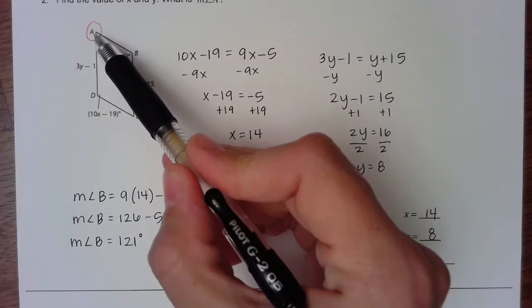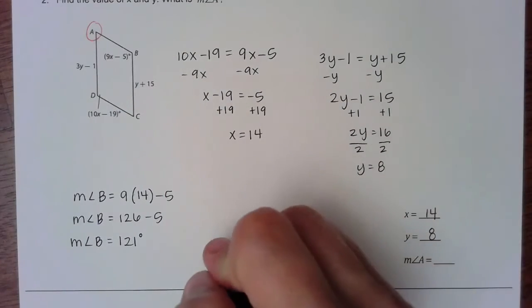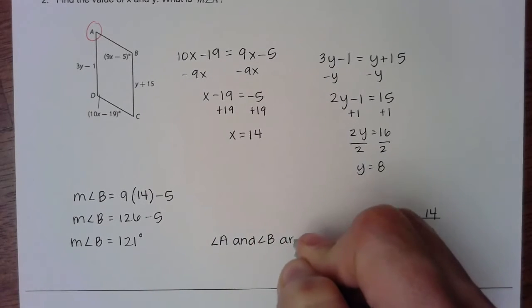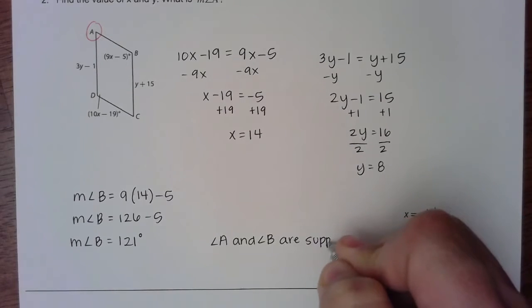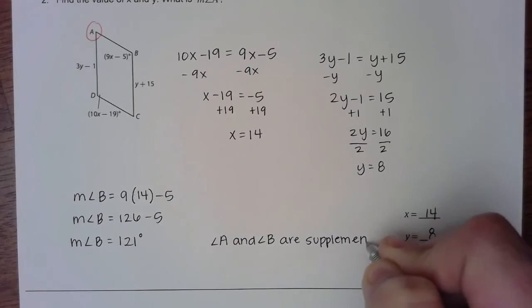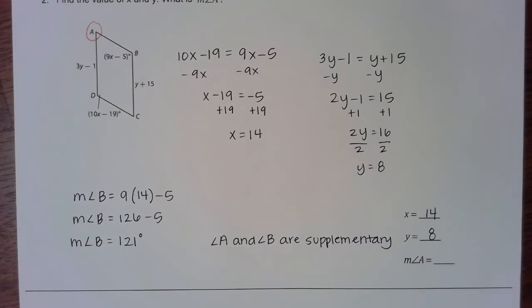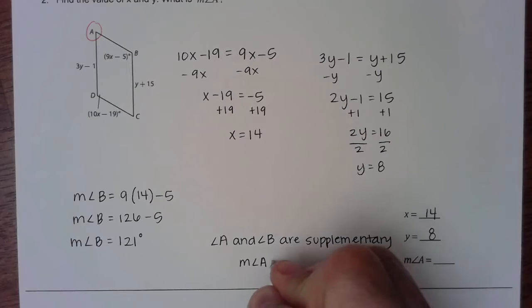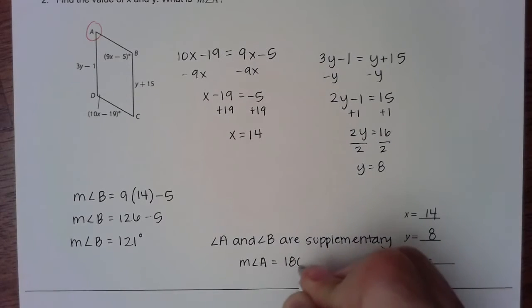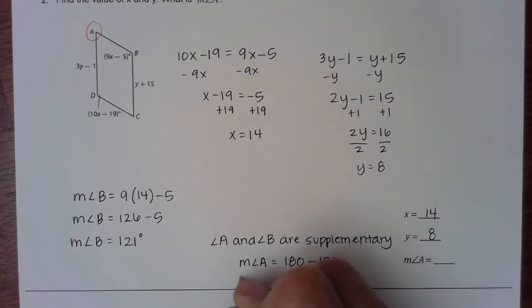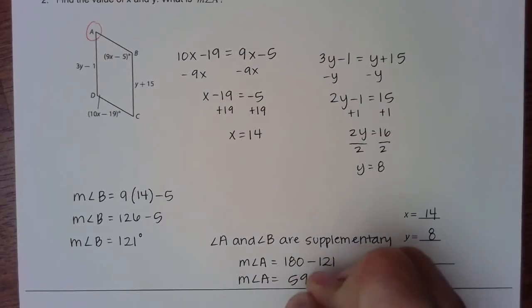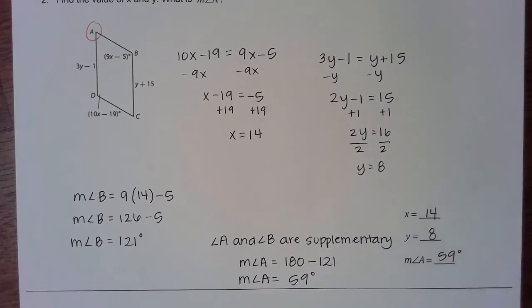I'm trying to figure out how big the measure of angle A is, and so angle A and angle B are supplementary. And you'll remember from previous lessons that supplementary means that they add up to 180 degrees. So to figure out how big the measure of angle A is, which is what I'm trying to solve for on this one, I'm going to do 180, take away 121. And so when I do that subtraction, 180 take away 121 gives me 59 degrees, and so that's the final answer to the question that they're looking for.